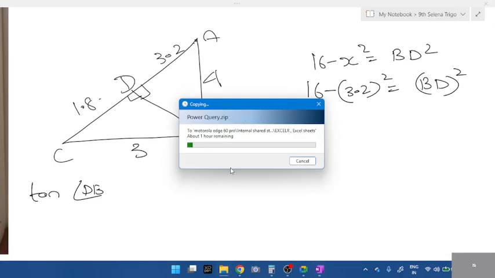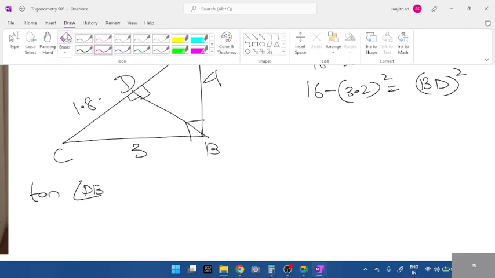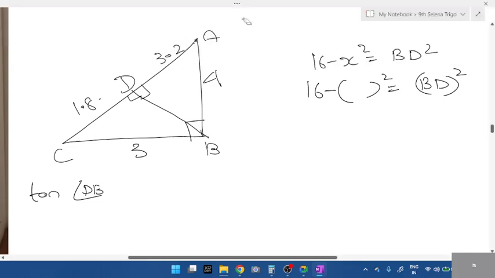Just a minute. What is BD? How do you solve this, Shasha? Instead of 3.2, what I told you to take? Instead of 3.2, 16 by.